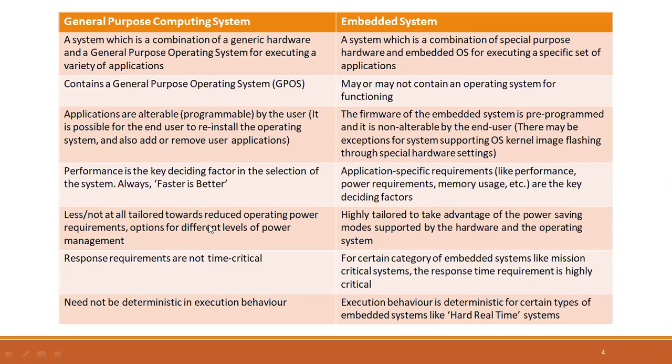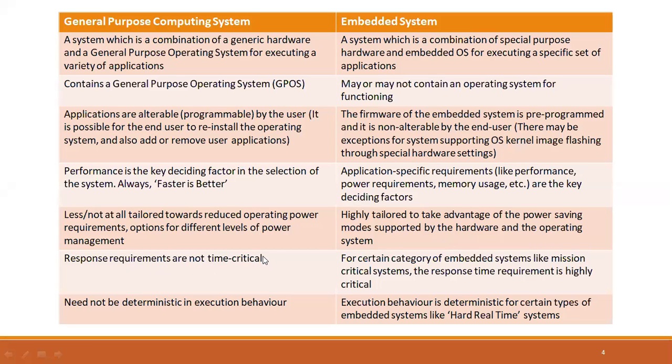A general purpose system is not at all tailored towards reduced operating power requirements. Options for different levels of power management are not meant for it, because it is directly connected to the UPS or the power supply, so there is not much question of reducing the operating power. But an embedded system is highly tailored to take advantage of the power saving modes supported by the hardware and the operating system. You are customizing your embedded system in such a way that it is going to meet the power demands, right?